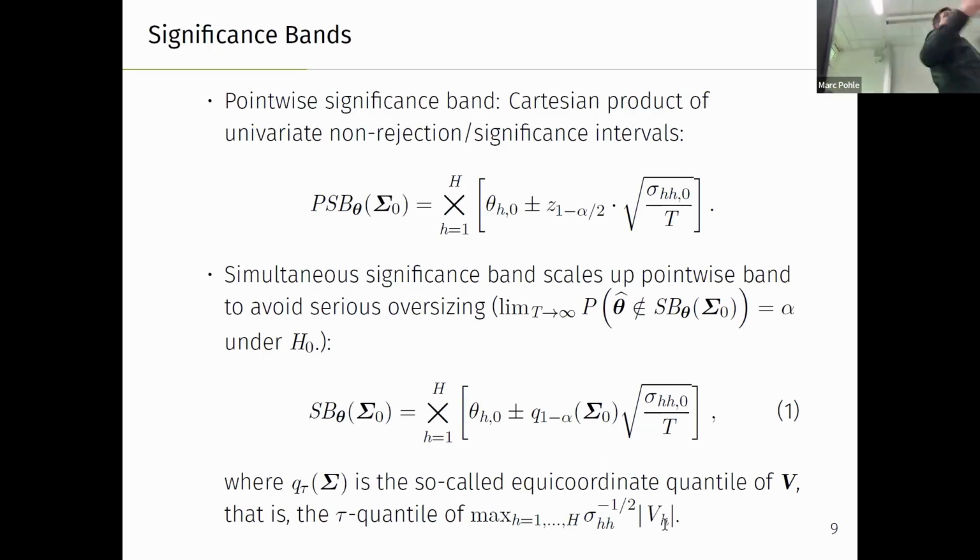I don't have the definition of the equi-coordinate quantile on the slides, but I'm pretty sure it's correct. So it's a simple calculation.